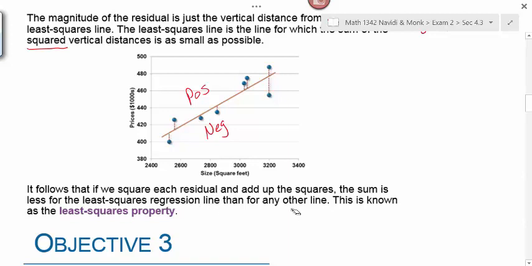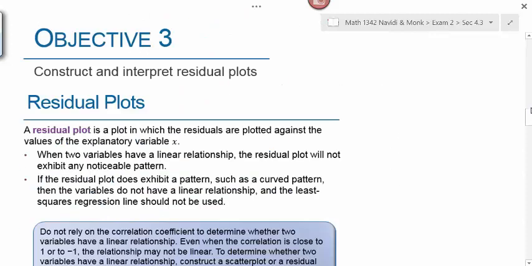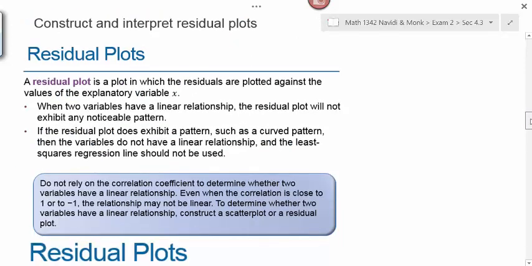Because if I were to take this line and shift it just slightly, well then I may have shortened this residual, but I've lengthened this one, and I've lengthened these, and I've lengthened these others. Does that make sense? Your calculator will give you that least squares regression line. It's the line that minimizes the length of these residuals. In Objective 3, we're going to construct and interpret a residual plot. Well, first we need to talk about what a residual plot is.